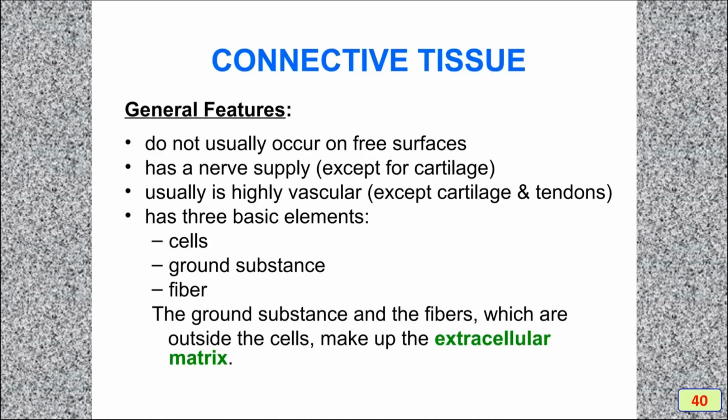Connective tissue is another big tissue. It does not usually occur in free structures, but in a very diffuse type of structure, bulky in nature. The connective tissue, except for cartilages, has three basic components: cells, ground substance, and fibers.